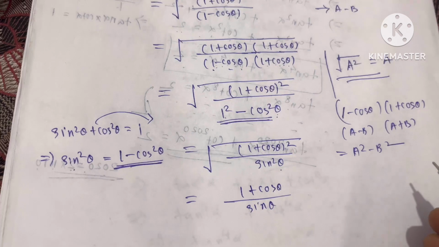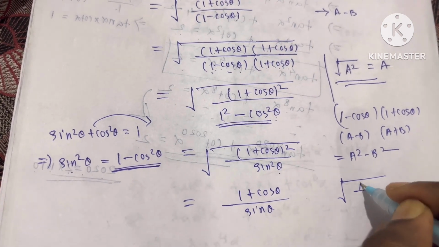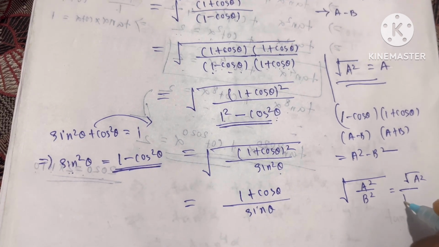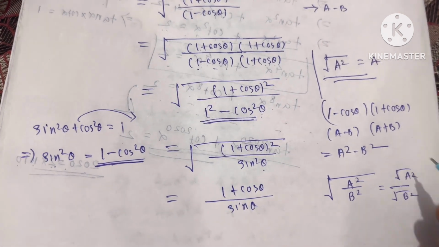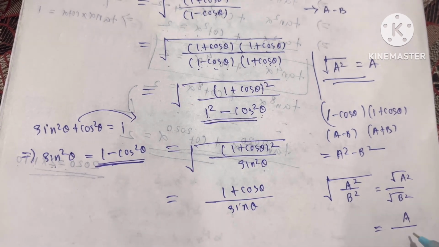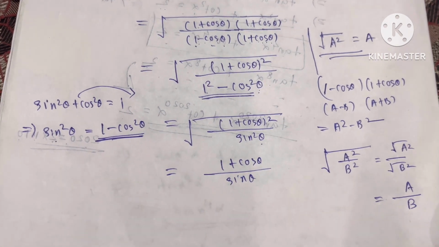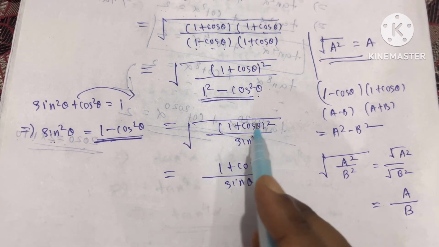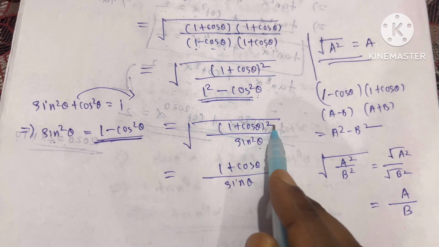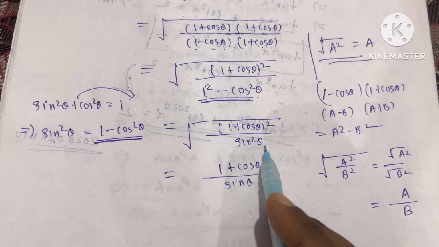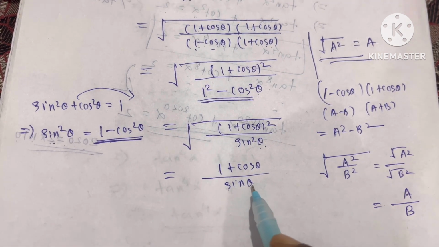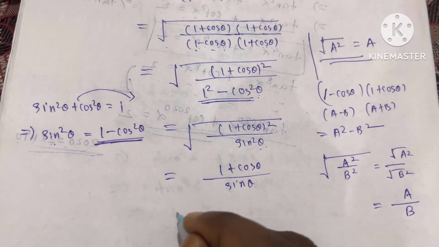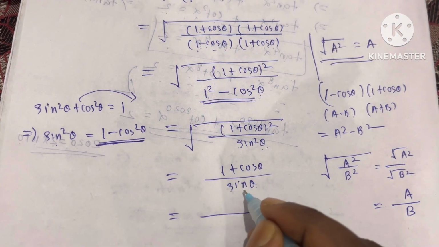I think you understand, because of the formula I use here: root over a square divided by b square is nothing but root over a square divided by root over b square. Root over a square means a, and root over b square means b. Yes or no? So (1 plus cos theta) whole square divided by sin square theta gives 1 plus cos theta divided by sin theta, because I can cancel the square because of the square root.